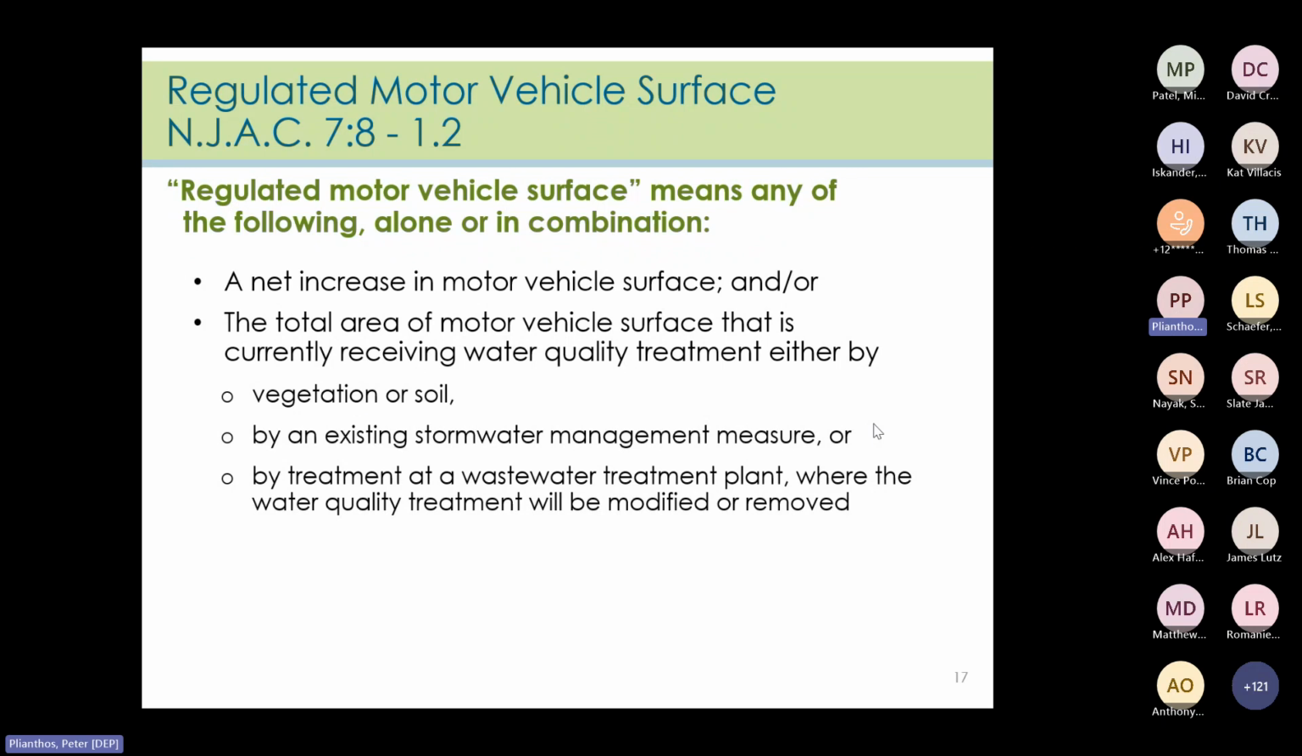Building on the definitions from the previous two slides, a regulated motor vehicle surface means any of the following, alone or in combination. 1, a net increase in motor vehicle surface, and/or 2, the total area of motor vehicle surface that is currently receiving water quality treatment, either by vegetation or soil, by an existing stormwater management measure, or by treatment at a wastewater treatment plant, where the water quality treatment will be modified or removed.